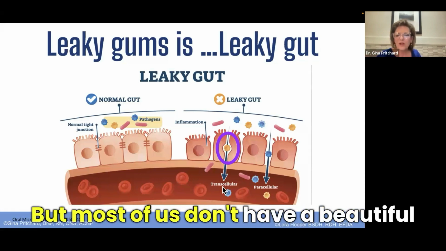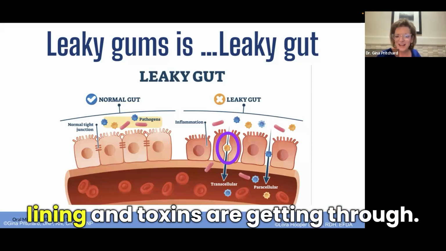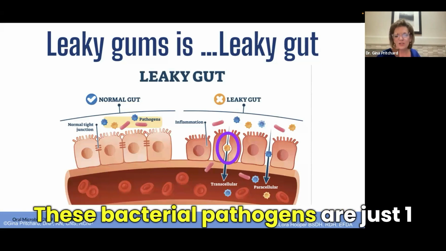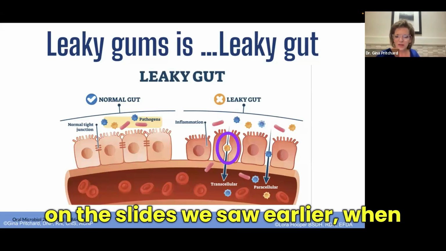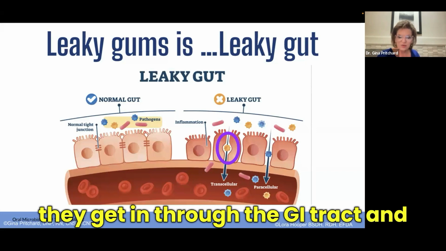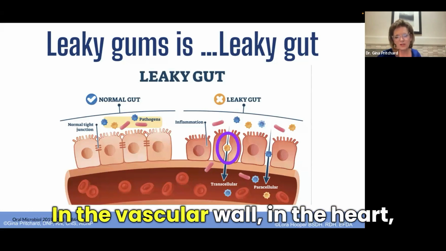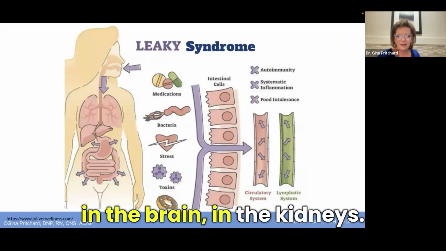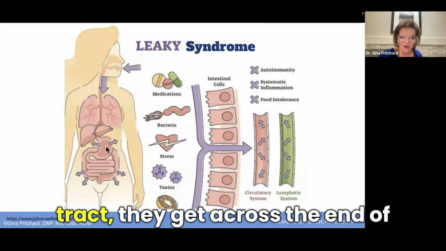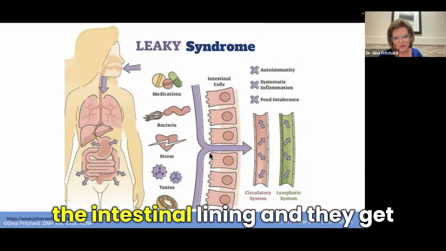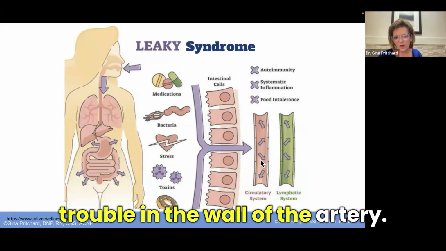But most of us don't have a beautiful GI tract and a beautiful epithelial lining, and toxins are getting through. These bacterial pathogens are just one example of the toxins that are getting through. And as you know, based on the slides we saw earlier, when they get through the GI tract and directly into the vascular system, then that's where they can cause trouble in the vascular wall, in the heart, in the brain, in the kidneys. So on the left side, when we're swallowing these bacteria, getting into the GI tract, they get across the intestinal lining and they get into the vasculature and cause trouble in the wall of the artery.